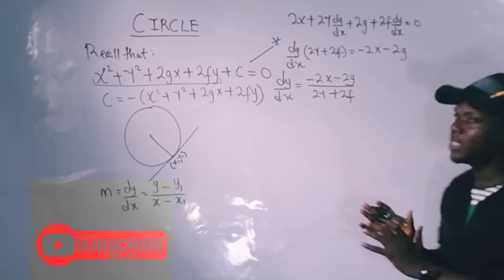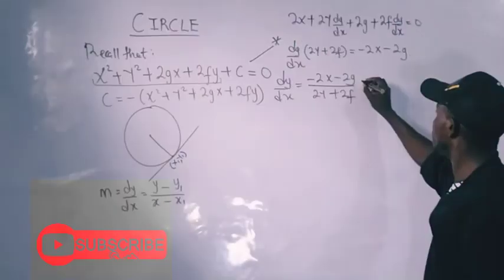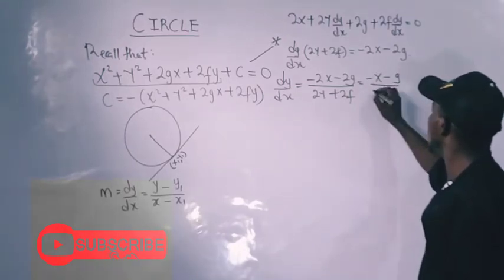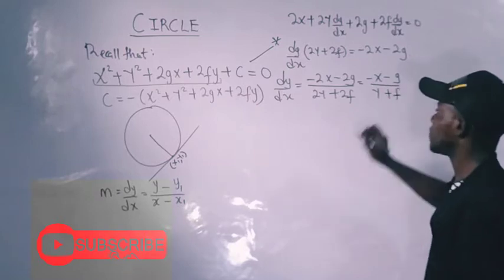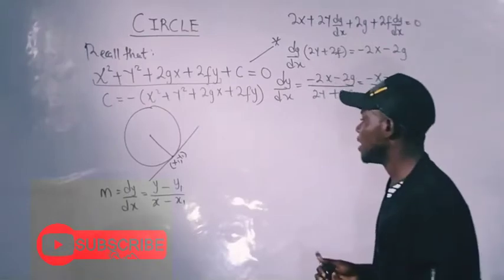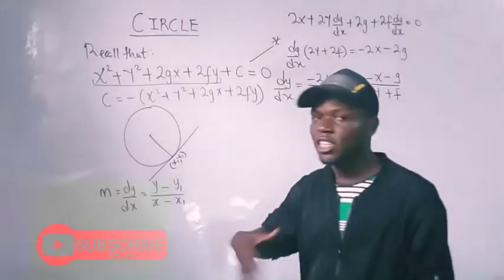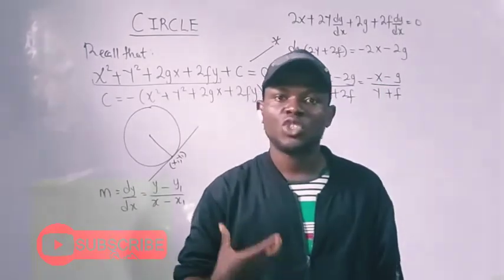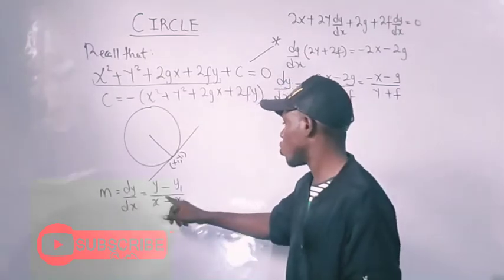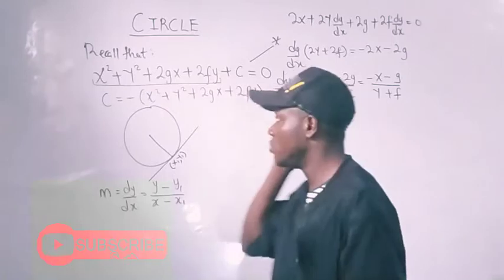Then when I factorize, because common to both numerator and denominator is 2, when I factorize the 2, I'll be having minus x minus g all over y plus f as my dy/dx. Then don't forget that I made a recall that the equation of a straight line with one slope is given as dy/dx equals y minus y1 over x minus x1. I just did that, if you can still remember.